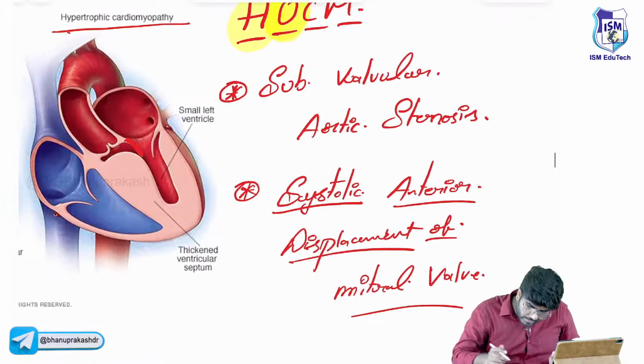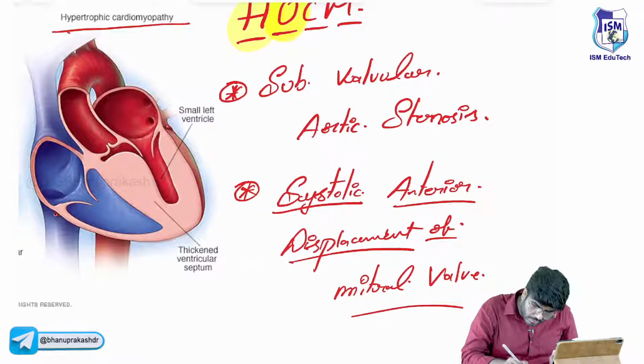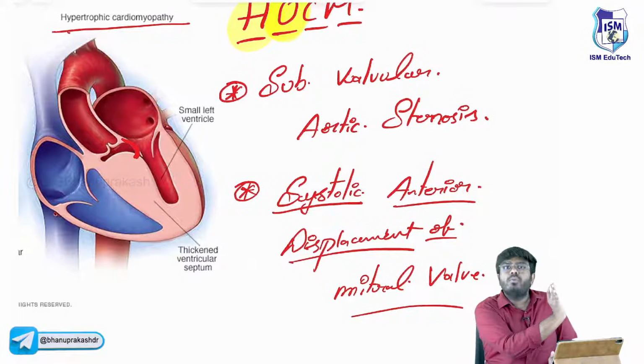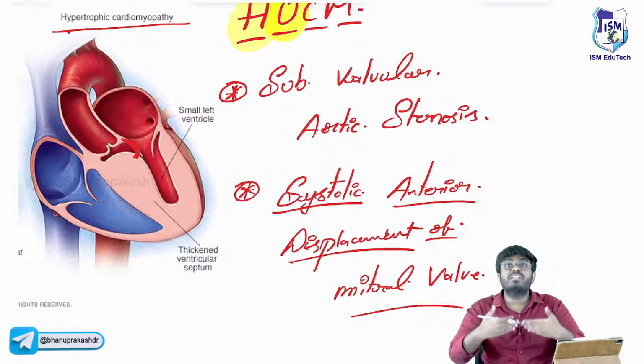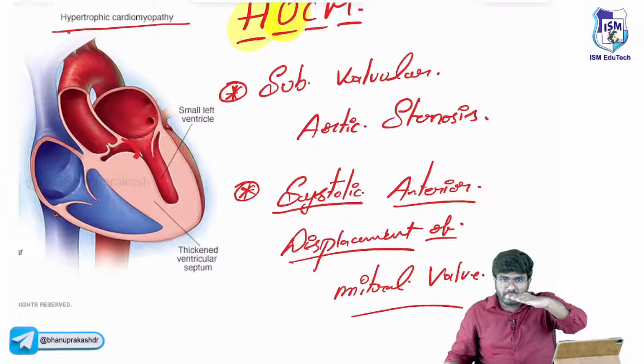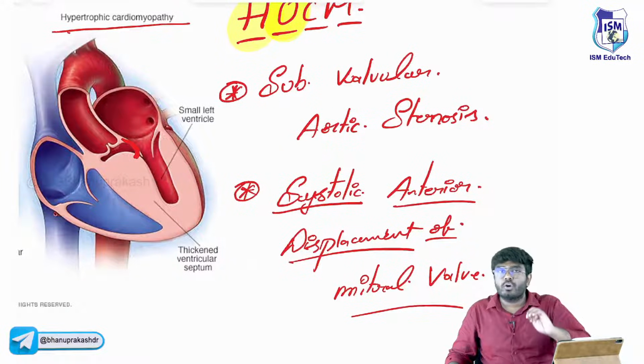So this mitral valve, dekho, what happens is, it was supposed to be closed, sir. It was supposed to be closed during systole, but now this mitral valve is going to be moved. So now what happens? The obstruction is going to be further aggravated. Now there is more obstruction. Now this mitral valve leaflet is going to be displaced, which is causing more obstruction for the blood flow.